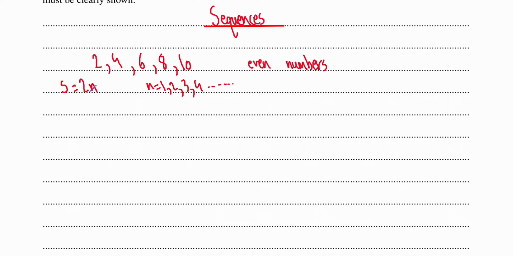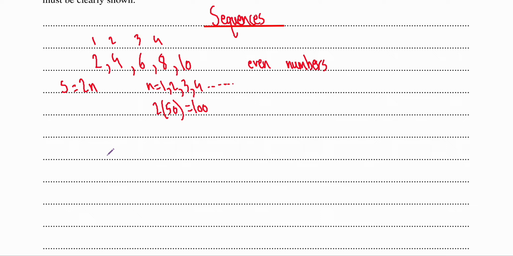If I ask you the 50th number, you just put 50 in place of n. So you tell me it's 2 times 50, which is equal to 100. And that is the 50th even number. If I asked you the 4th number in this sequence, this is number 1, number 2, number 3, number 4. The 4th number is just 8, you can see it right there. If you did 2 times 4, you'd also end up getting 8.